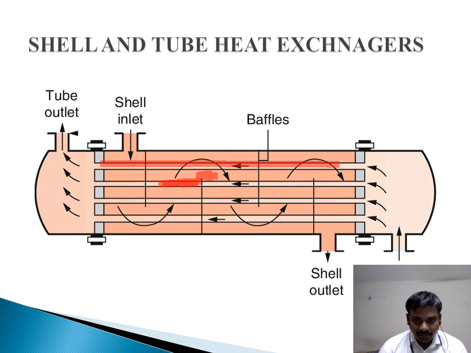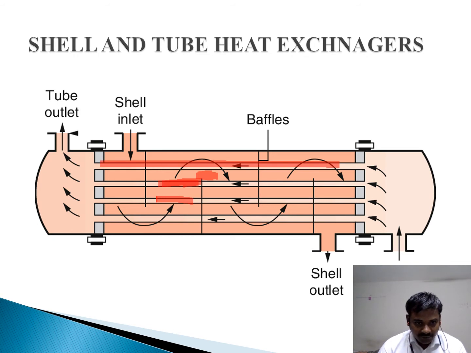Just note this: in the shell and tube heat exchanger, conduction and convection both take place. I am repeating again: when the hot fluid and the cold fluid are placed inside the shell and tube heat exchanger, the surface of the tube gets heated through conduction, and after the heating of the surface, the fluid gets heated through convection. So this is the main concept of the shell and tube.